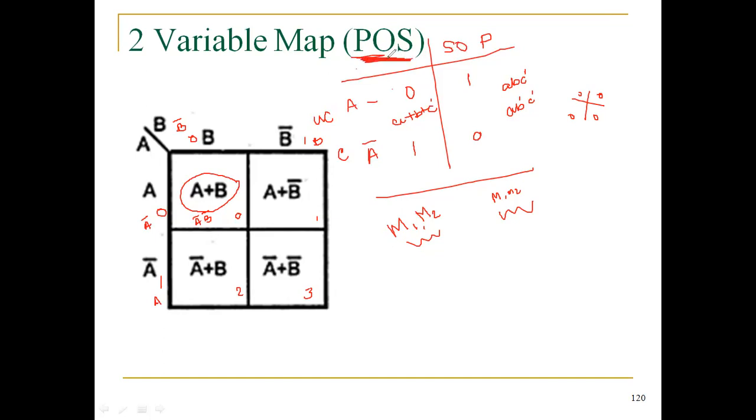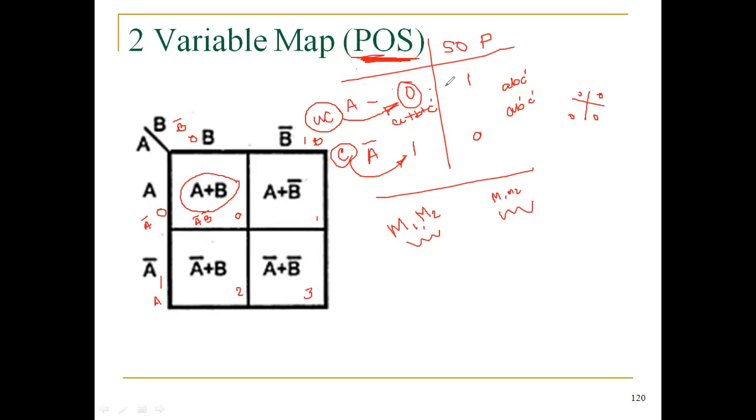Please listen. In POS, the representation is: uncomplemented variables are represented by using zeros. Complemented variables are represented by using the value 1. So according to this, this is the complement, 0. So we should represent uncomplemented.